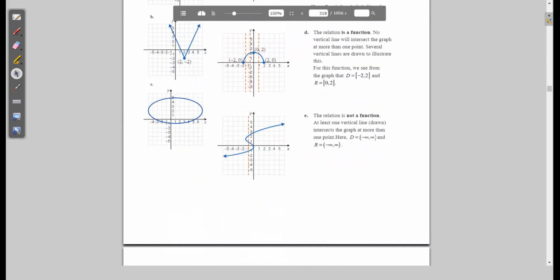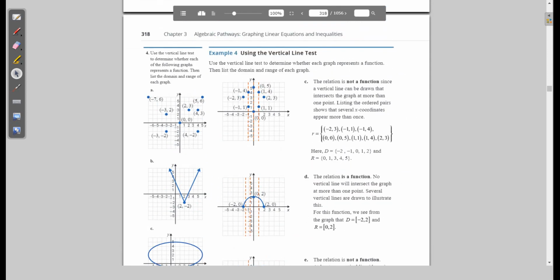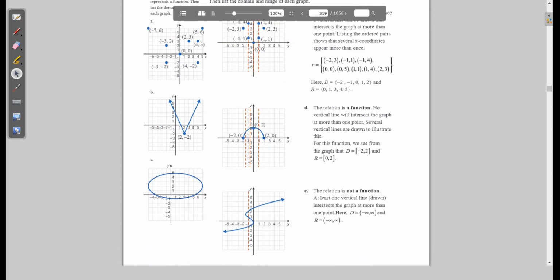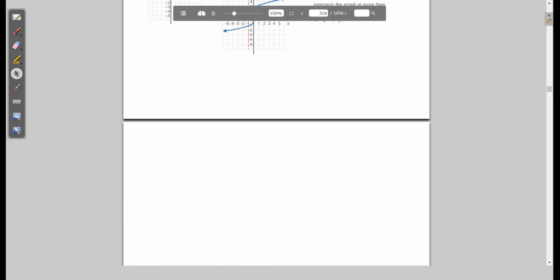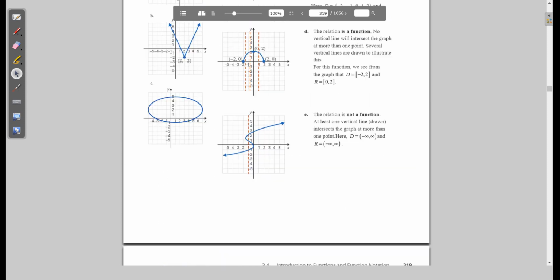And let's do some vertical line tests here. Let's see. Golly, how does this book have it? All right.